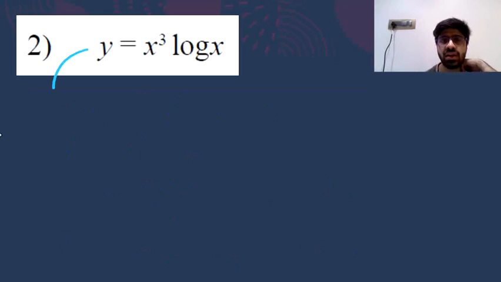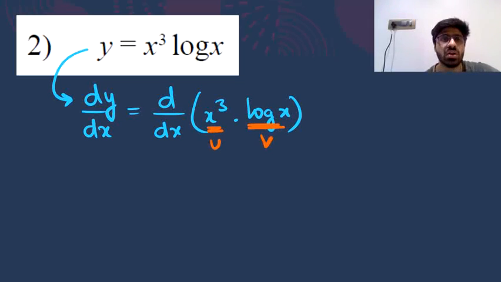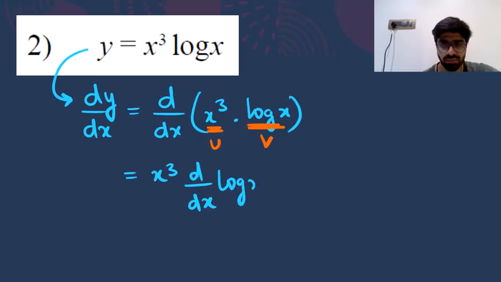Similarly, you can find the derivative of the second question. If I take a derivative on both the sides, then on the left hand side I will have dy by dx, and on the right hand side it will be d by dx of x cube into log x. Again, the right hand side is of the type u into v. So if you expand that right hand side, you will have u into derivative of v plus v into derivative of u.